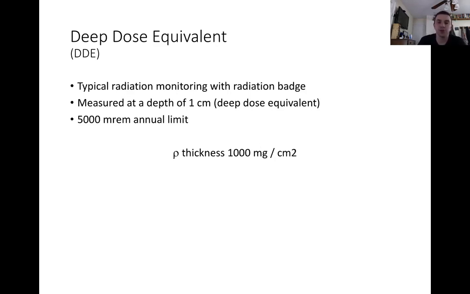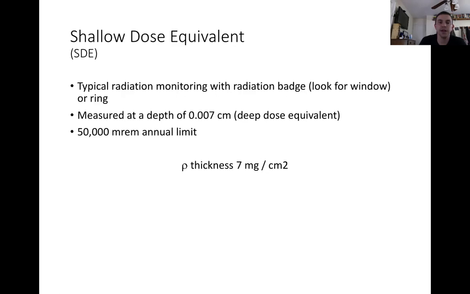That's not the actual case, because the deeper the tissue, the less radiation reaches it. So it's a little conservative when you talk about deeper organs, but for the sake of simplicity, they treat it as 1 centimeter or deeper is your deep dose equivalent, and that's what your dosimeter measures in that regard.